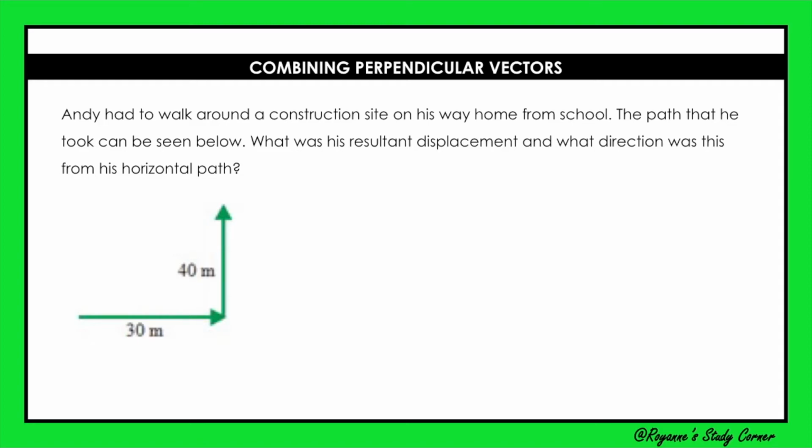Let's look at some examples. The angle that the vectors are acting at here is at a 90-degree angle. It says Andy had to walk around the construction site on his way home from school. The path that he took can be seen below. What was his resultant displacement and what direction was this from his horizontal path? So they already gave us two sides. And they're asking us what was his resultant displacement and in what direction was this from his horizontal path.